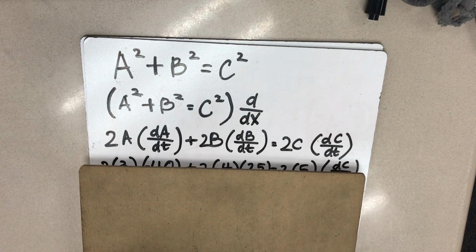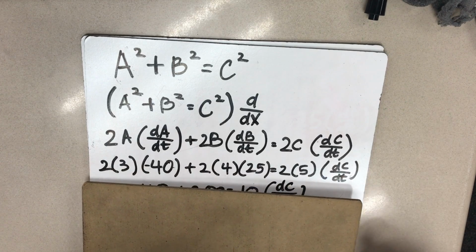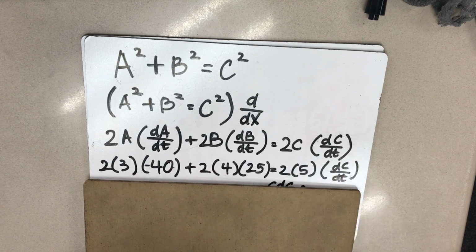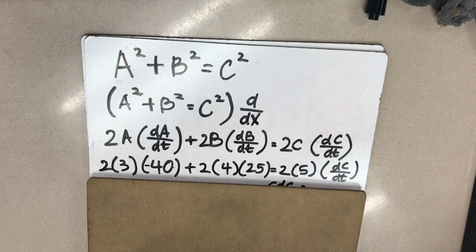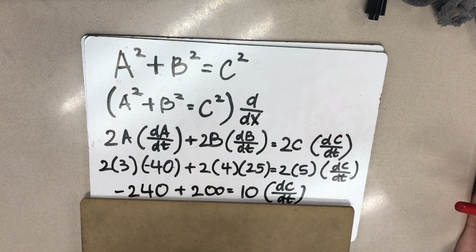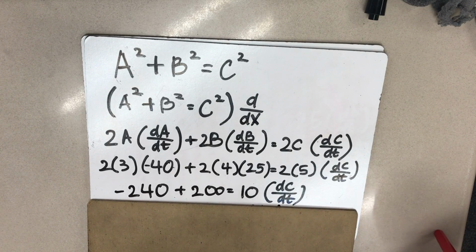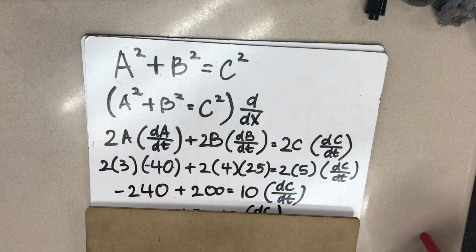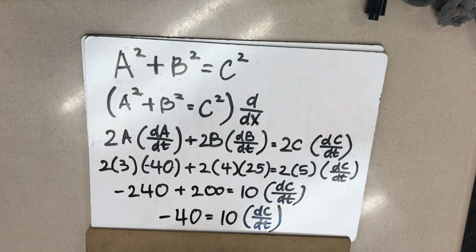And then when we plug in the numbers that we have for this equation, a we said was 3 because we're at 3 miles, and then dA/dt is negative 40, plus 2 times b, which is 4 miles, times dB/dt, which is 25. And c is 5, like we said, as we know from our Pythagorean triple, and we're solving for dC/dt. And then after we solve it, we get negative 240 plus 200 equals 10 times dC/dt. And when we solve that out, we just get negative 40 equals 10 times dC/dt.